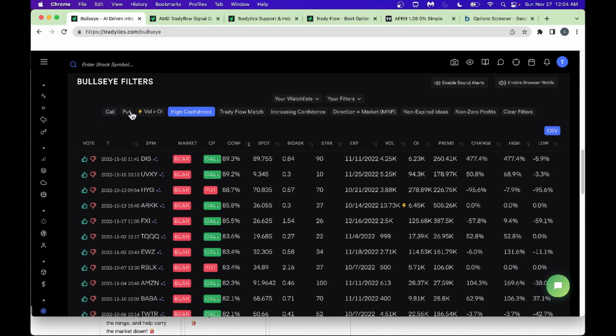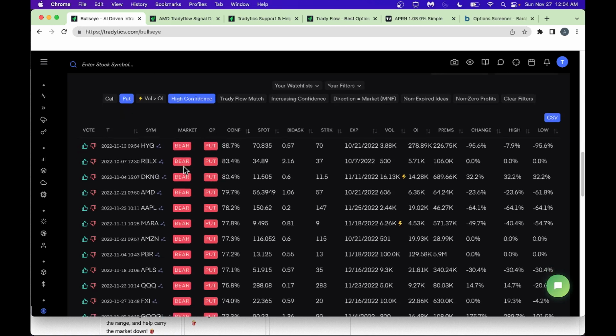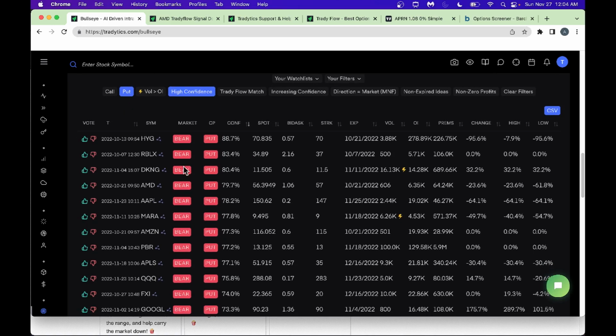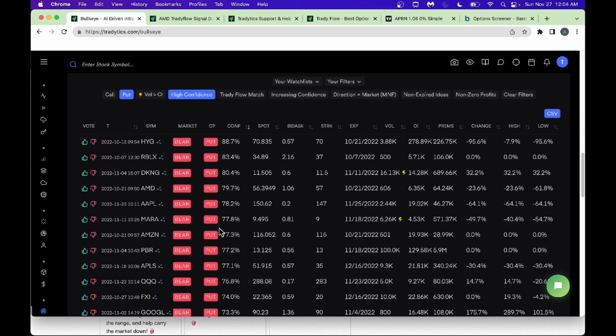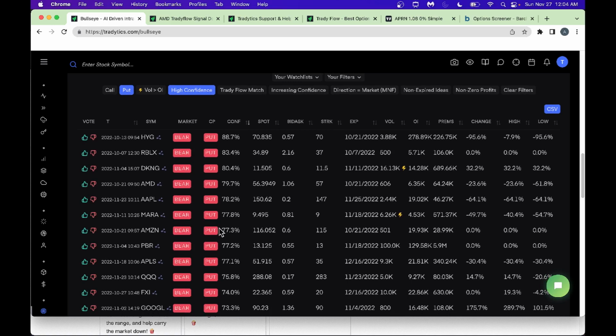And you could also click on put options here if you want to buy some put options. This could be a good one for you. Look, we got a few of these stocks here, like Roblox, DraftKings, and so on and so forth here. You could look at some bullish ones. You can play some put option plays here, and go from there.